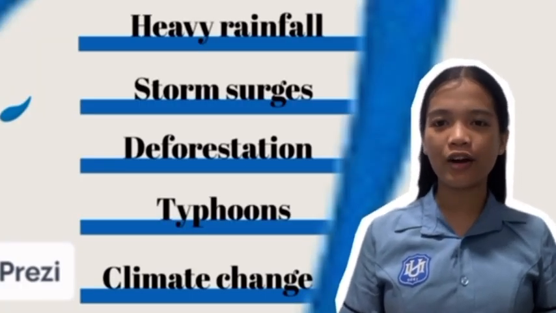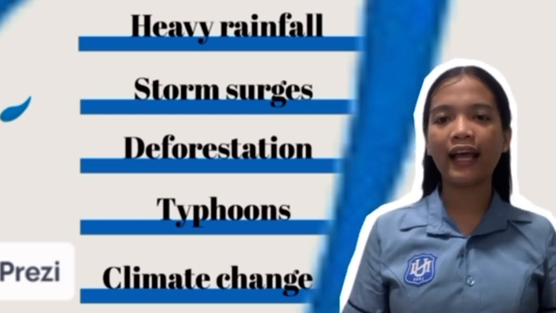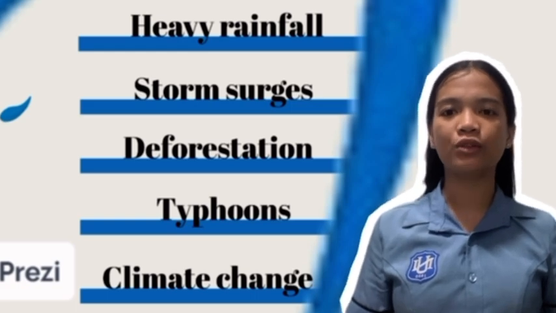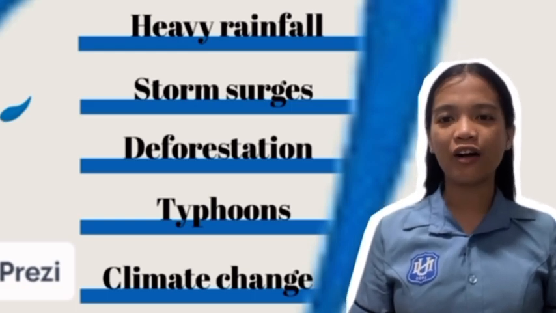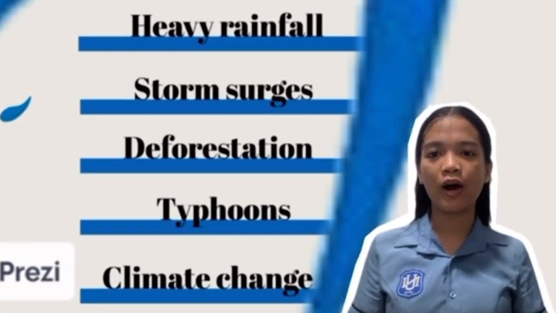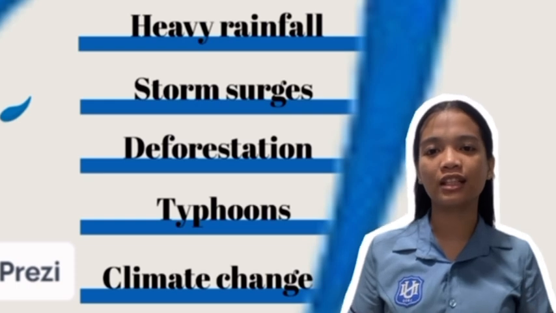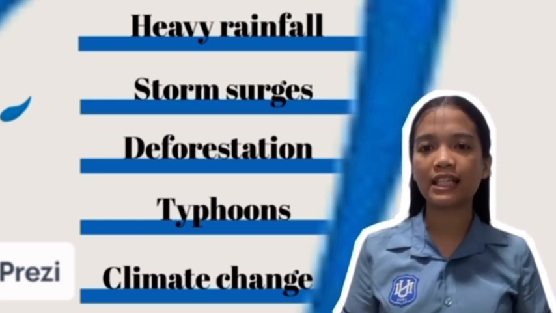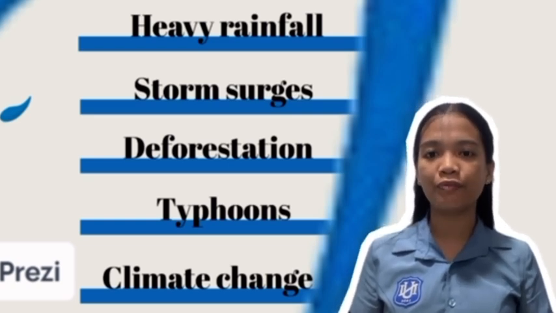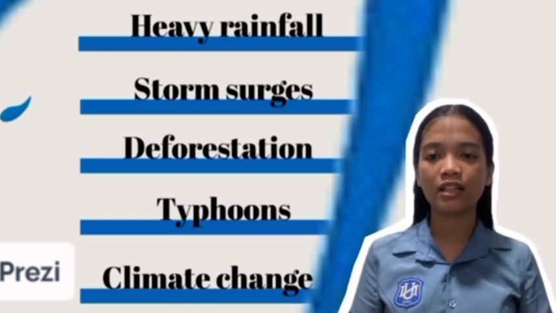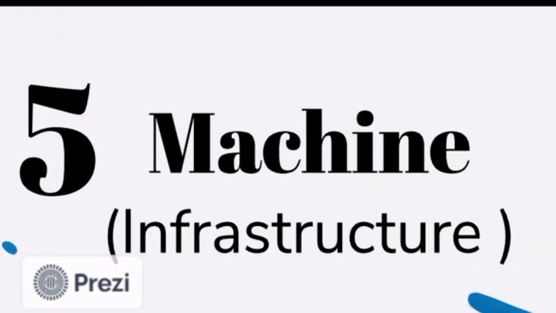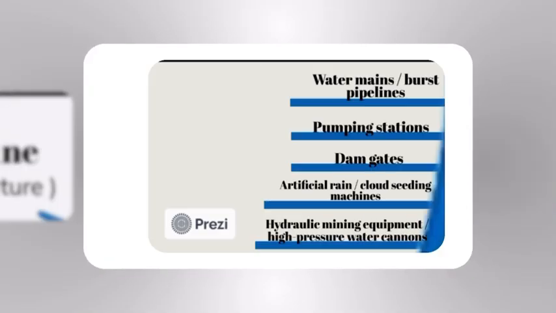Let's talk about the fourth one, which is deforestation. Clearing forests for logging, mining, and land conversion reduces the land's ability to absorb and retain water, increasing runoff and the risk of flooding. Last but definitely not the least is urbanization and land degradation. The growth of concrete surfaces in cities increases runoff, while the densification of buildings and construction on floodplains obstruct natural drainage systems. Let's proceed to the last part, which is the machine.